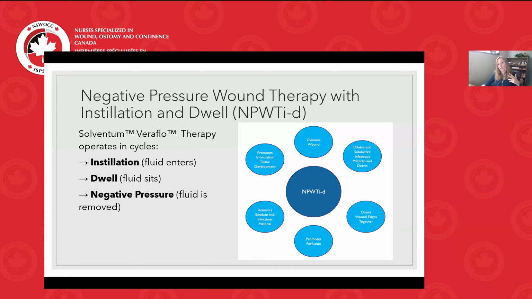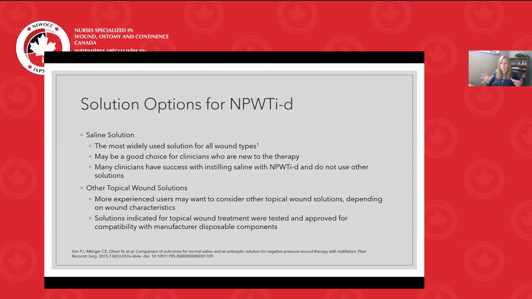You generally set it for 3-hour cycles. And then there's like a dwell time of 10 minutes. So where the fluid sits, and then the negative pressure comes on and removes that fluid, as well as providing the benefits of negative pressure wound therapy. So different solutions that you can utilize through the Veraflo therapy is saline is the most commonly used one because it's readily available for everybody. It does work very well, almost as good as all the other cleansers. It can be a good choice for clinicians who are new to the therapy also.